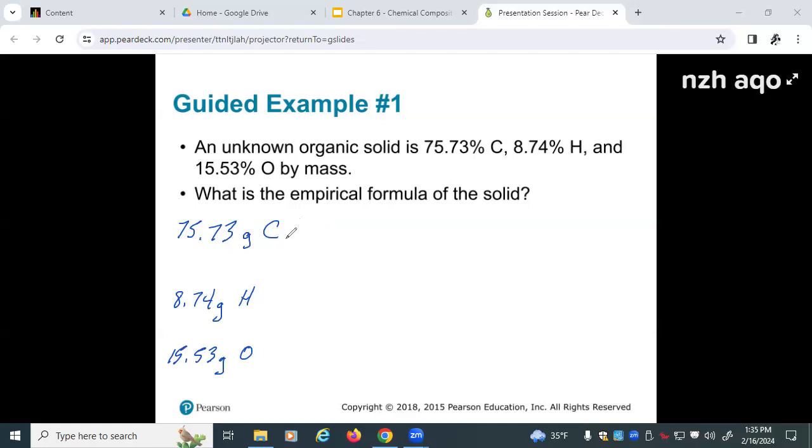Second step, I needed to convert these into moles. To convert grams into moles, I use the molar mass. So 12.01 grams of carbon in a mole. So I do the division, 75.73 divided by 12.01, to 4 sig figs, 6.306 moles.